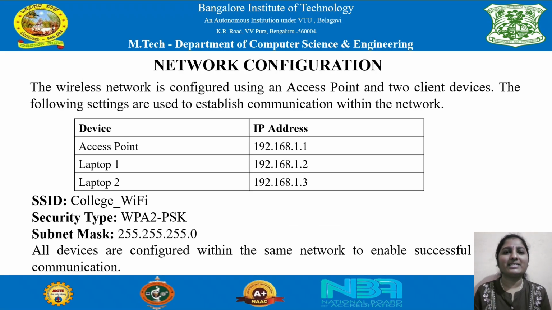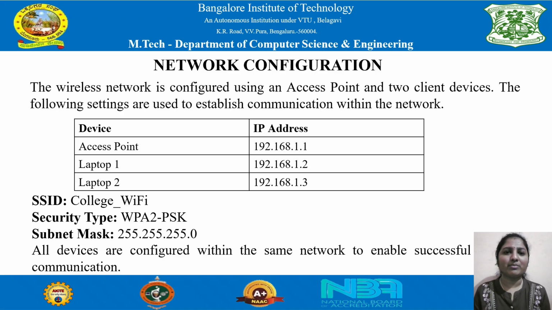Next, this slide represents the network configurations used in the wireless network. The network consists of one access point and two client devices, laptop 1 and laptop 2. The access point is assigned an IP address, and laptop 1 and laptop 2 are assigned IP addresses. The wireless network is identified by the SSID named College Wi-Fi.